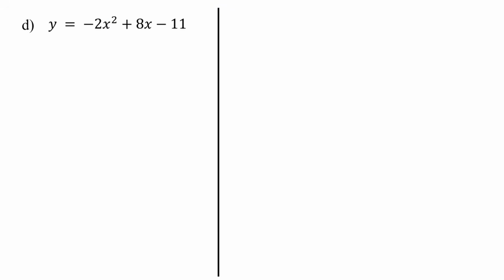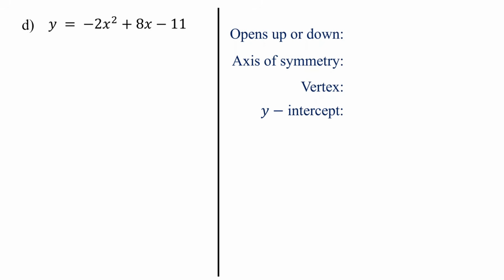You can determine the direction of the parabola opening, the axis of symmetry, the vertex, and the y-intercept, following the same steps we used in the previous 3 examples. I will leave the answers, and you can pause the video to work on the calculations. If you have any questions, please feel free to leave them in the comments below.